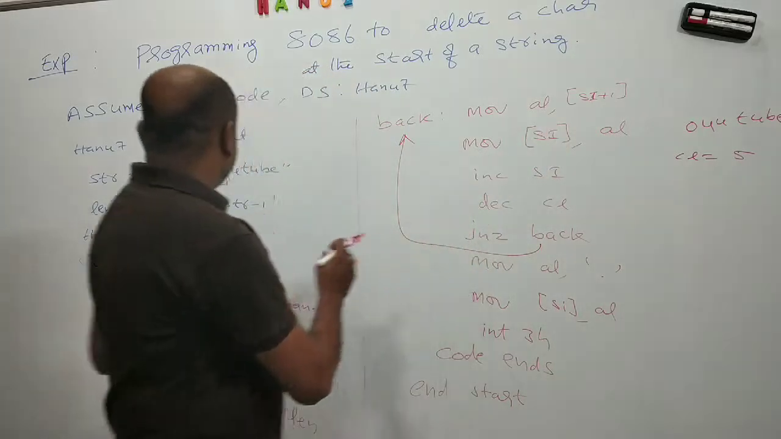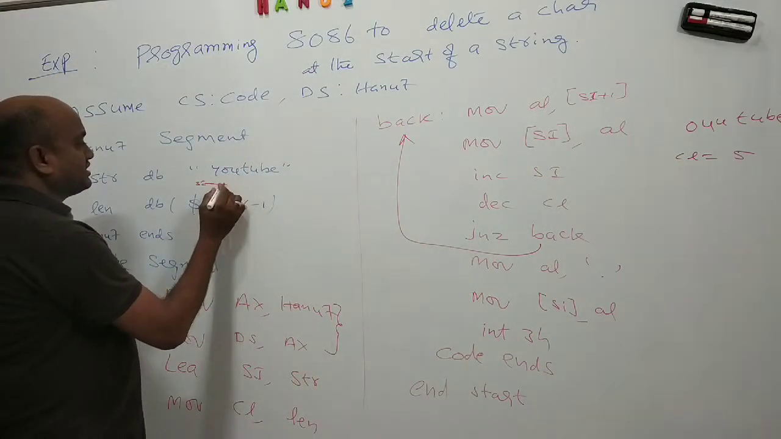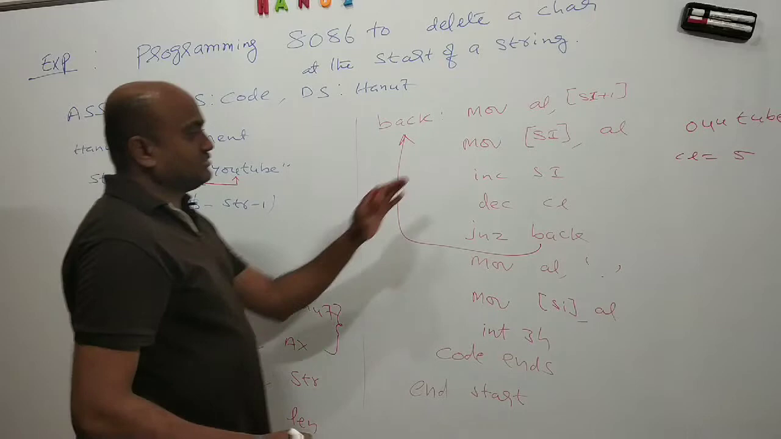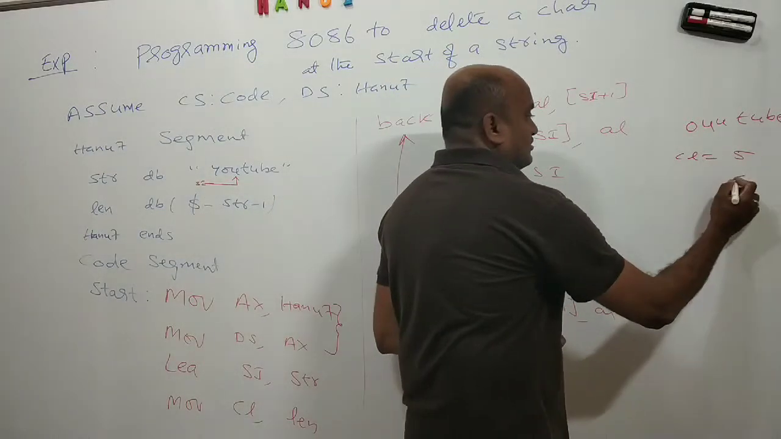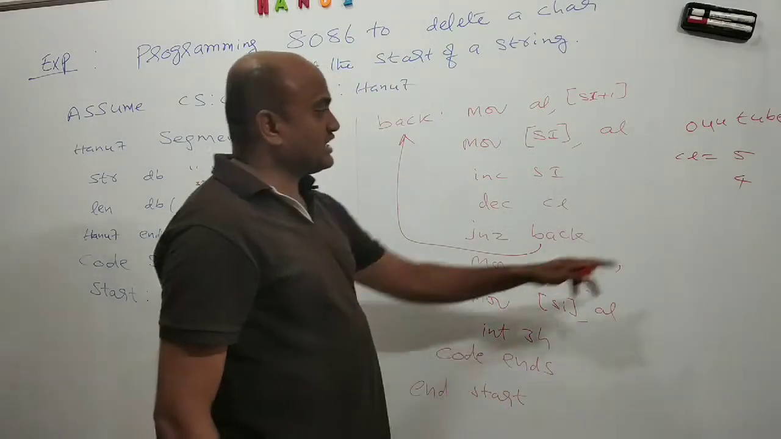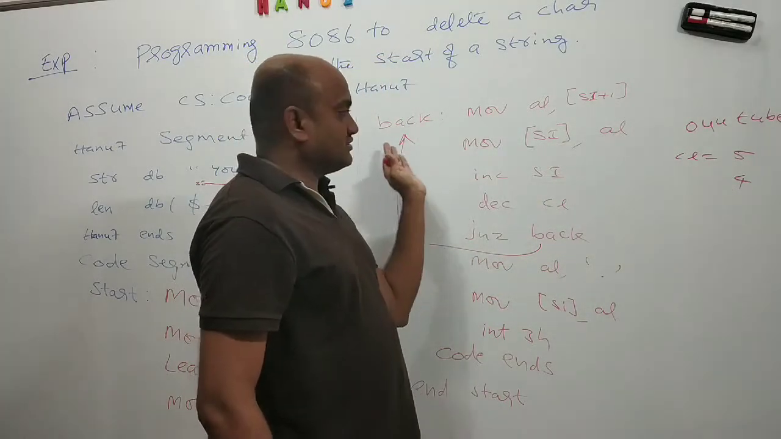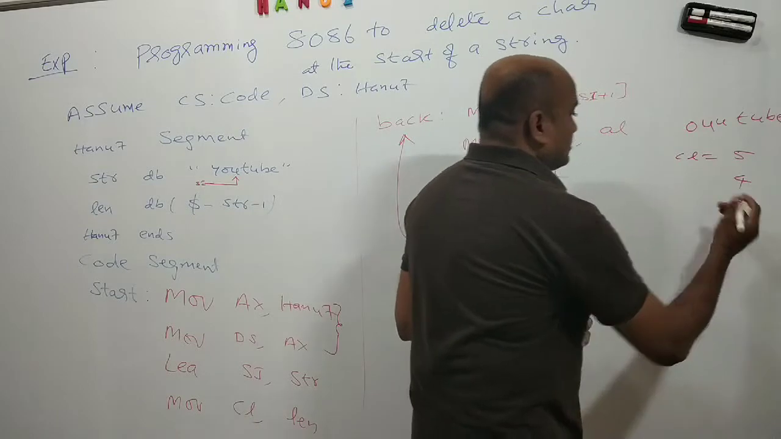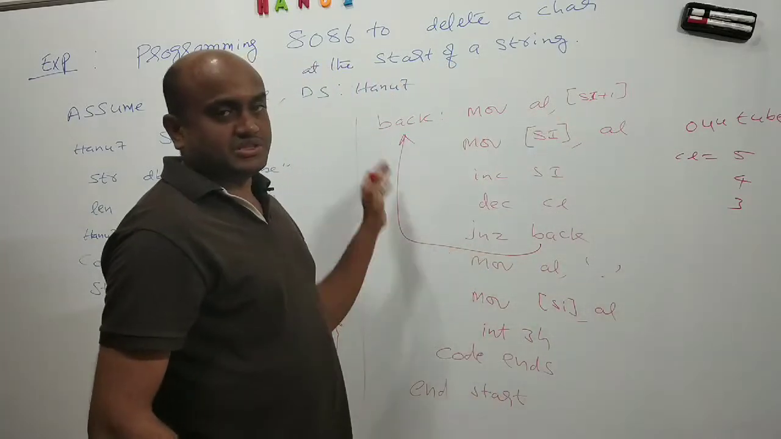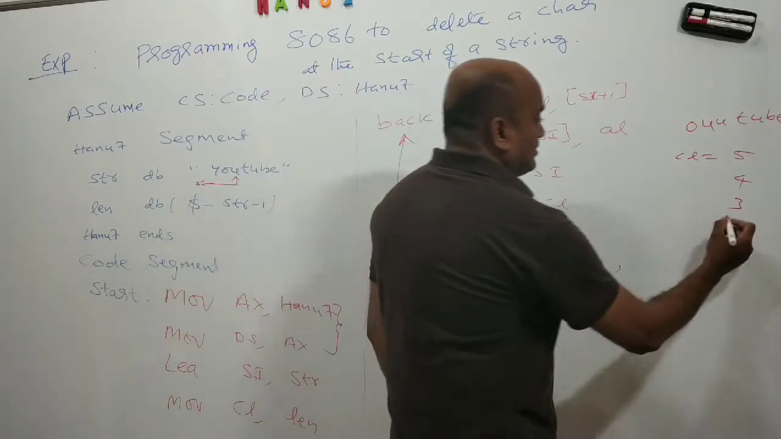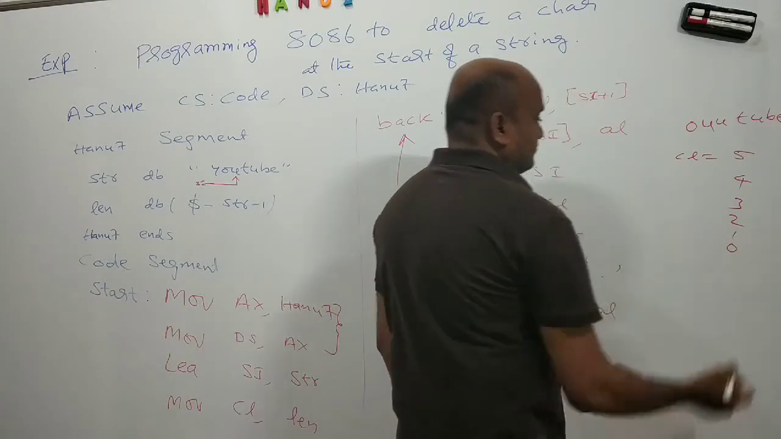So I got O U U T U B in this step. Again increment SI. SI will be incremented to the third location. Decrement CL. CL will become 4 this time. Again it is not 0. It will go back. It will copy the next character. Next time this will become 3. It will go back. It will copy the next character, and so on until it becomes 0.